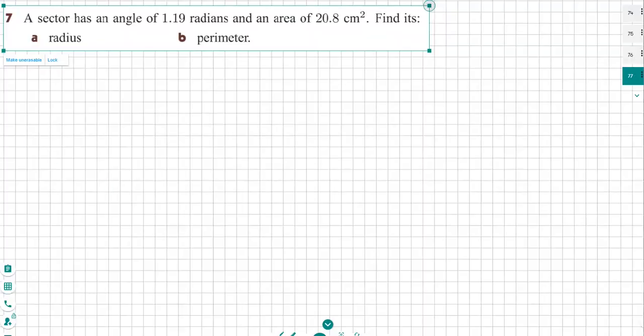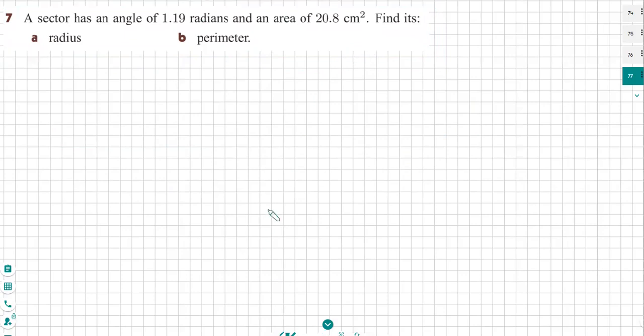Question number 7. It says the sector has an angle of 1.19 radians and an area of 20.8 centimeters square. Find its radius and the perimeter. So first of all, we should know the formula for finding the sector area and arc length, right?